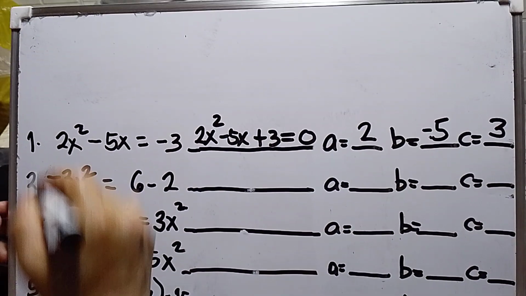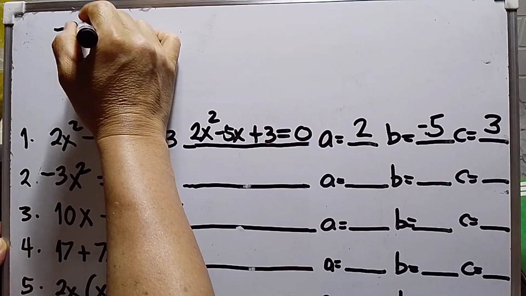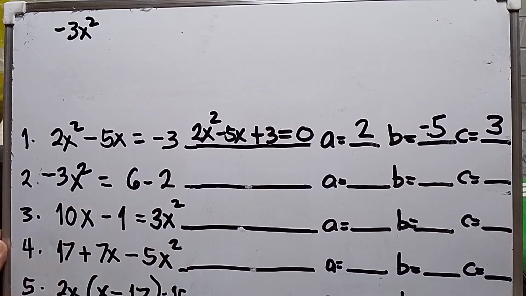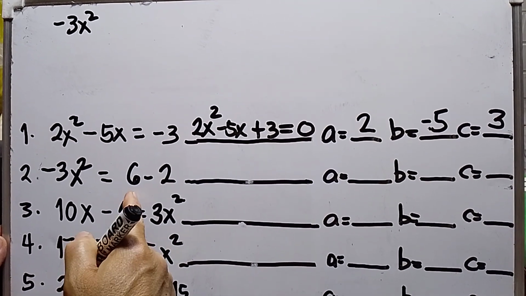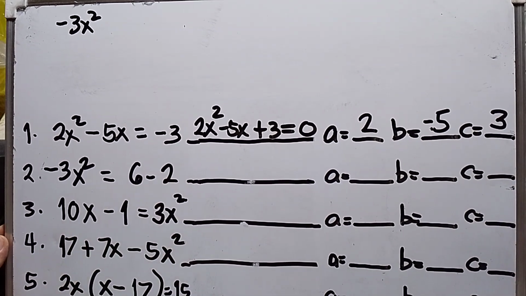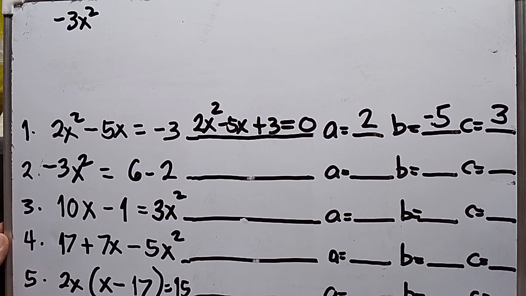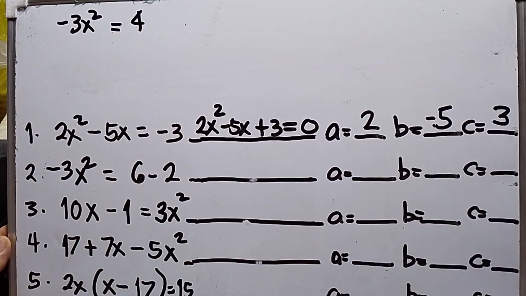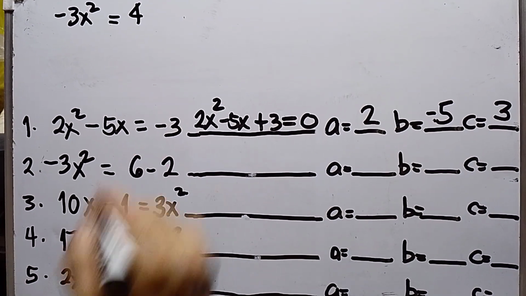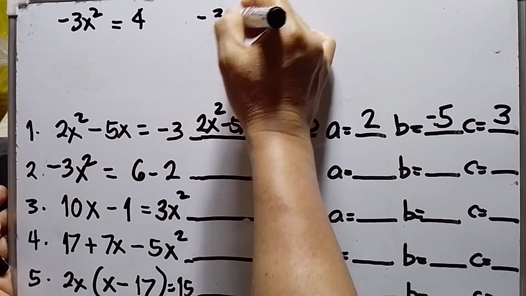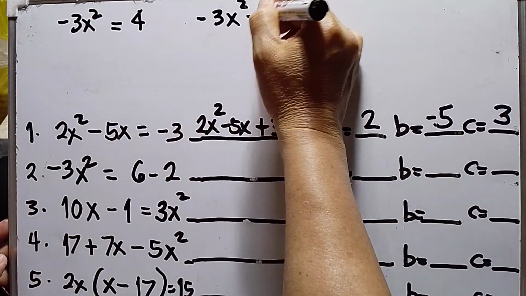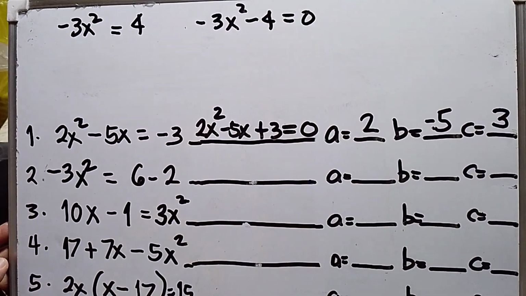So, number 2, negative 3x squared. Then, I need to solve the difference of 6 and 2. So this will be equal to 4. To write in the standard form of quadratic, this will be negative 3x squared. This 4 will be transposed to the left side, so this will be minus 4, is equal to 0.